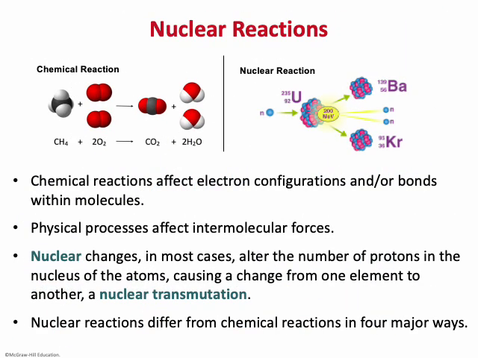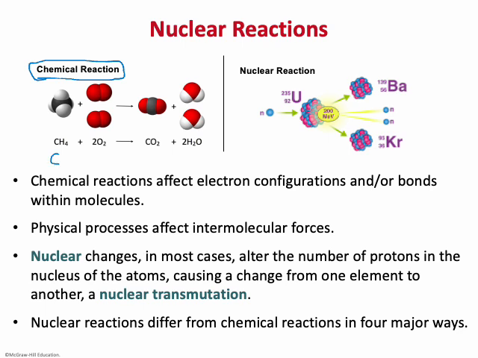Now what are nuclear reactions? So far, most of the people are familiar with chemical reactions. For example, CH4, methane, plus oxygen gives carbon dioxide and water. This is an example of a chemical reaction. What happens in a chemical reaction? Usually, atoms are involved and bonds are either broken or formed.